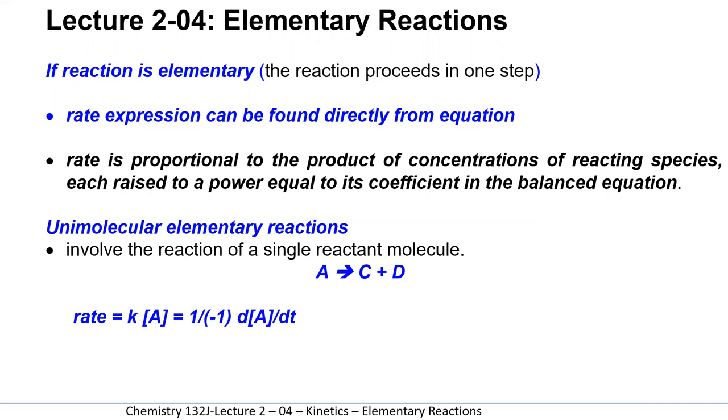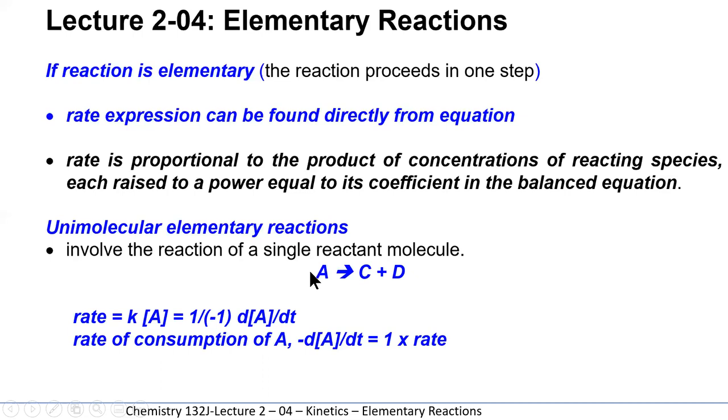And the weighting factor, you can see, for A is minus one because it's being consumed. That's where the minus one comes from.